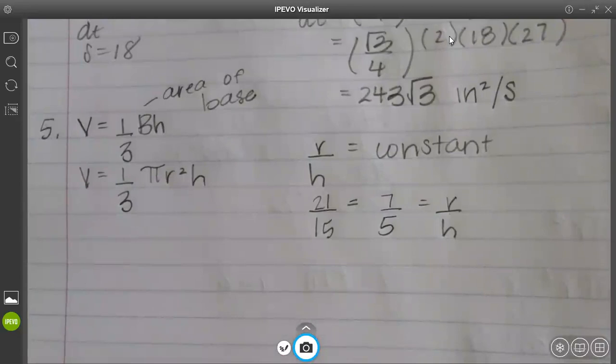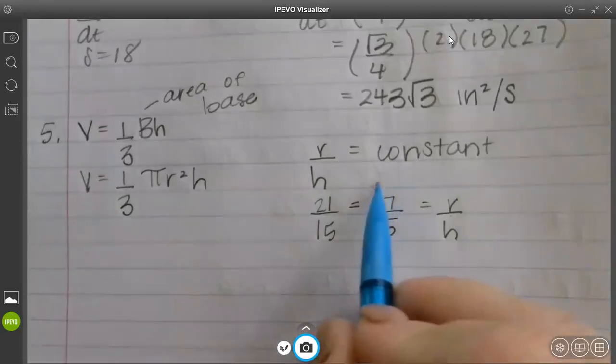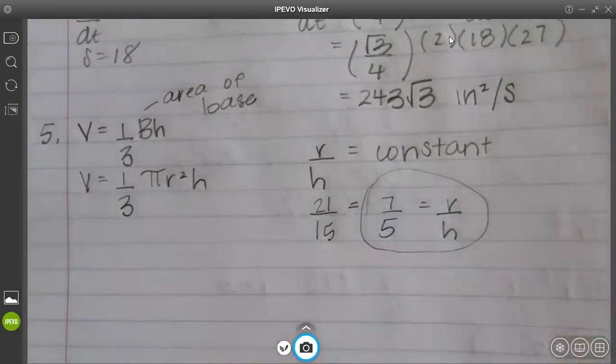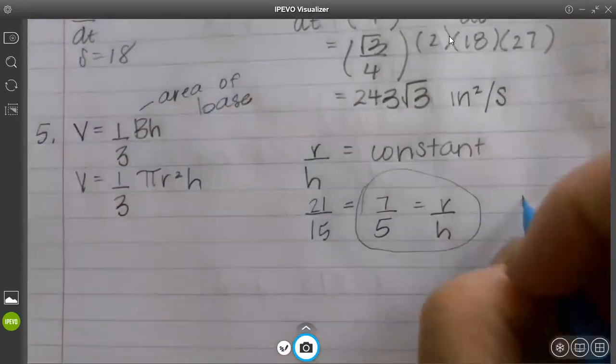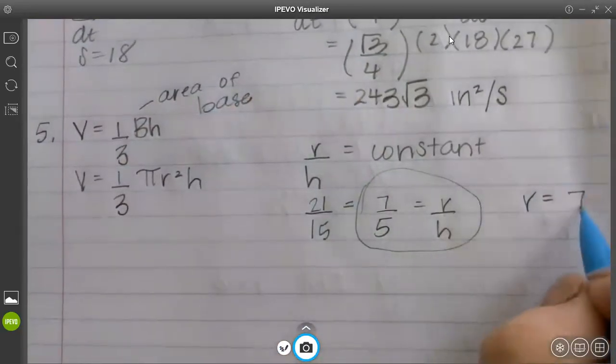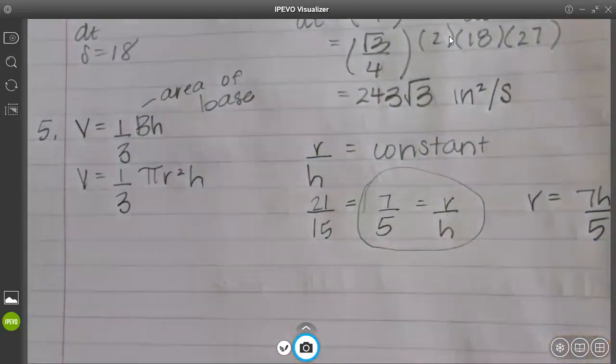You can sub for either variable, it does not matter. But the one I would sub for is your R. And why would I choose R instead? What's the other measure that they give you? The 5 inches for height. So I want to leave the H. Does everybody understand that? How do I solve this formula right here for R? You don't have to cross multiply. What if I solve for R? Just multiply by H. So what does that give you? 7/5 H. That's what we're going to do.